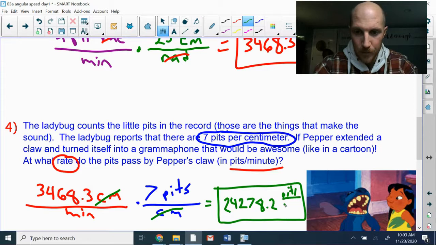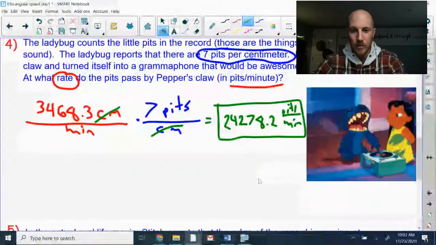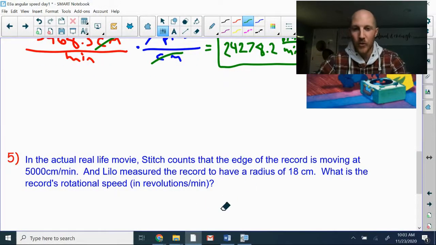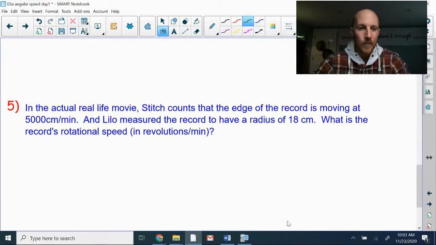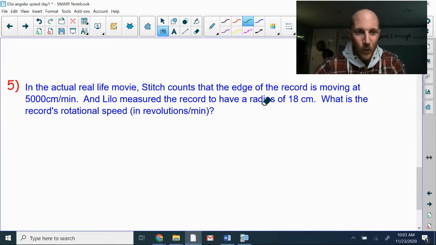Bits per minute. But wait, I think there's more. Oh my gosh. In the real life actual movie, when Stitch counted the record player, it was not going at the numbers that we just did. So let's try this. In the real life movie, Stitch counted the edge of the record to be moving at 5,000 centimeters per minute. And as Lilo measured the record, she found the radius was 18 centimeters. What is the record's rotational speed in revolutions per minute?